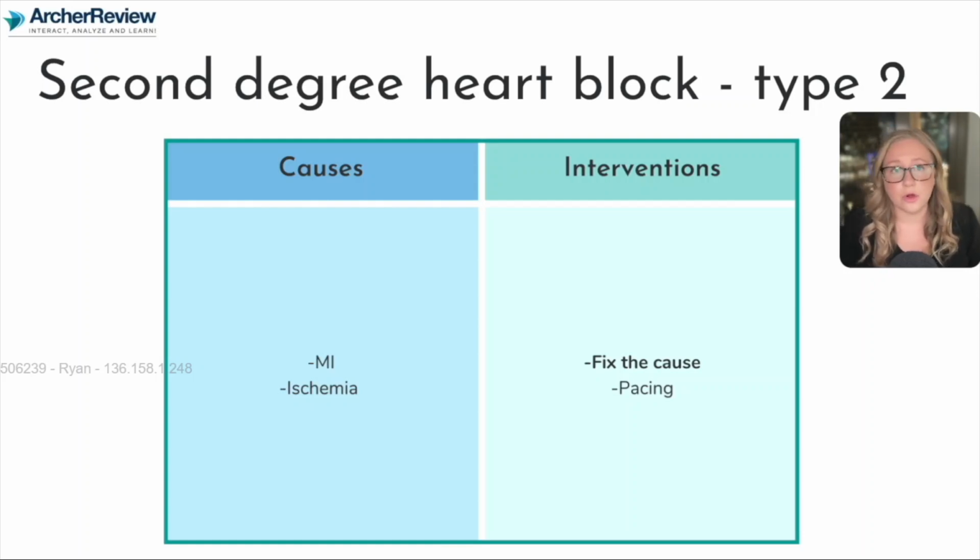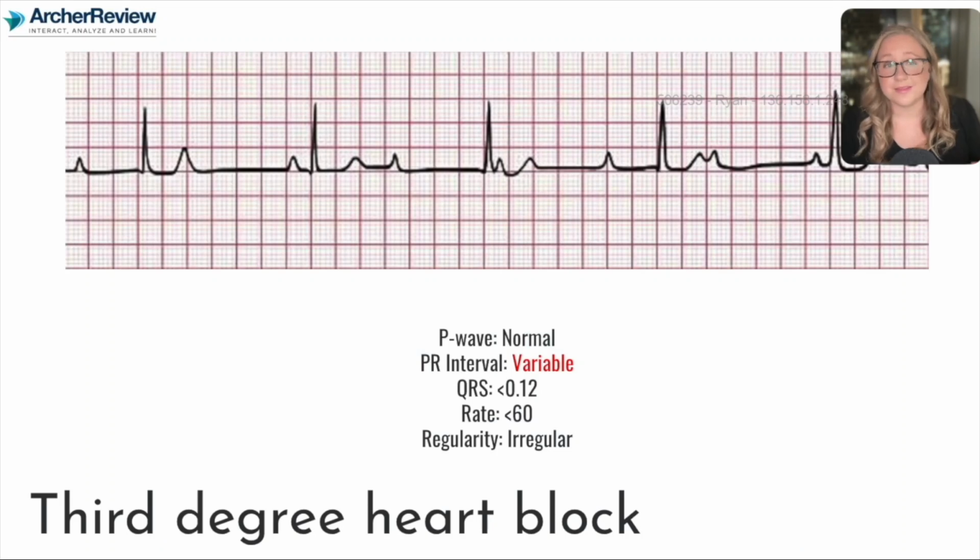Pacing is going to be our go-to intervention in second-degree heart block type 2. Now, I mentioned it can progress to something a little bit more serious, and that would be third-degree heart block. Third-degree heart block is something I really need you to understand for the NCLEX because we consider this to be a potentially lethal arrhythmia. And you have to be able to identify that to get these questions correct on your exam. In third-degree heart block, we have complete dissociation between the atria and the ventricles.